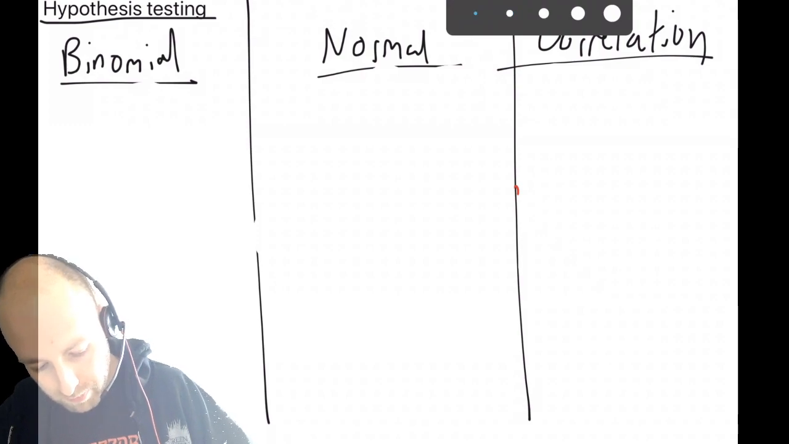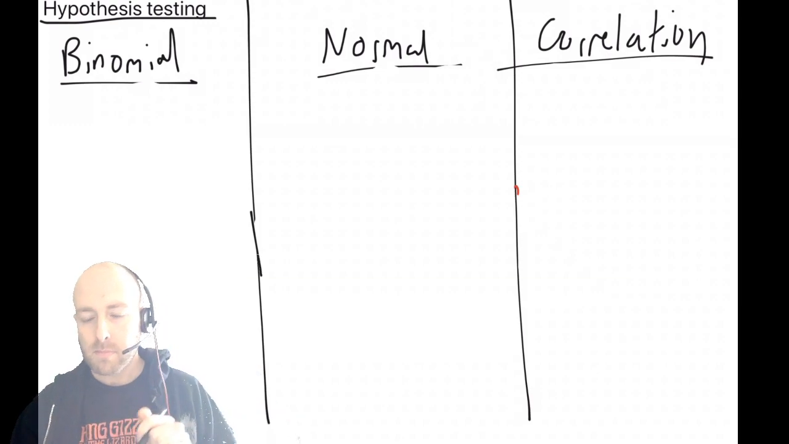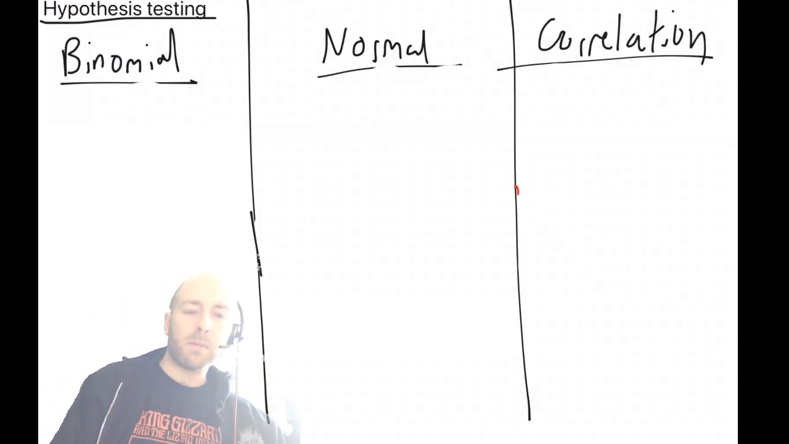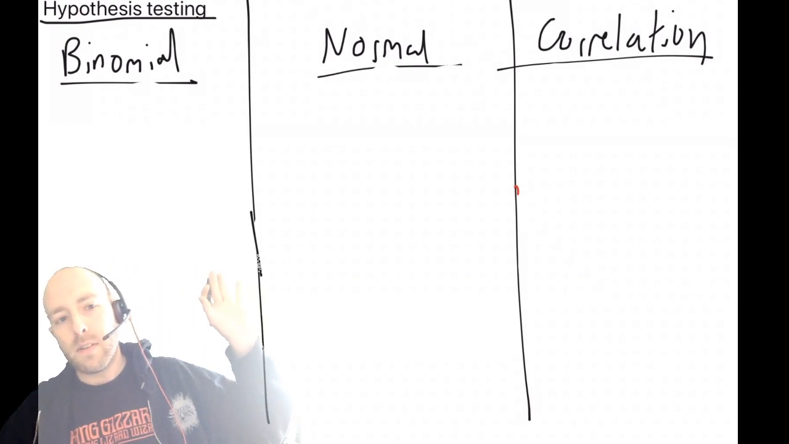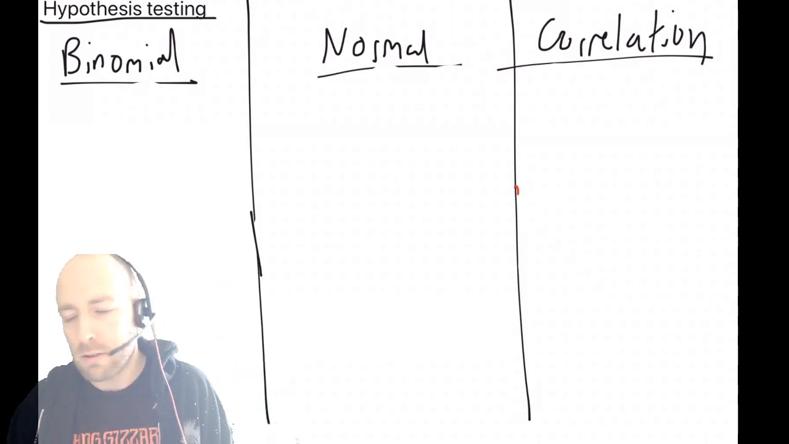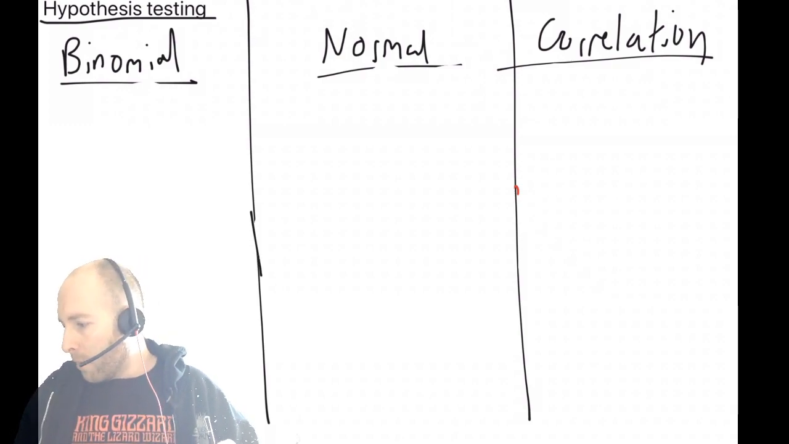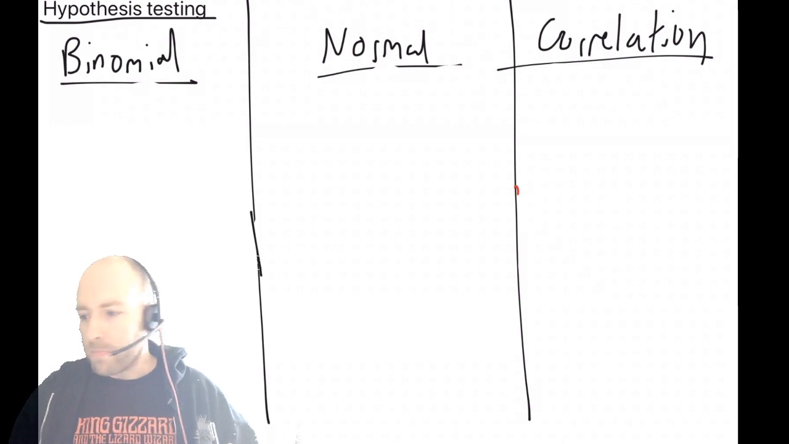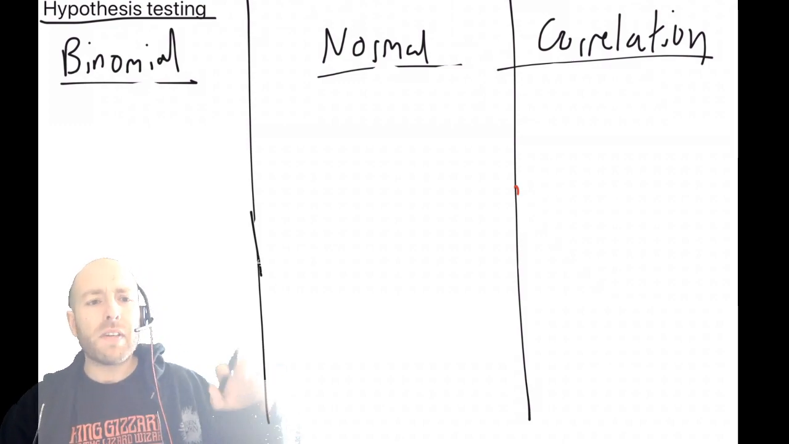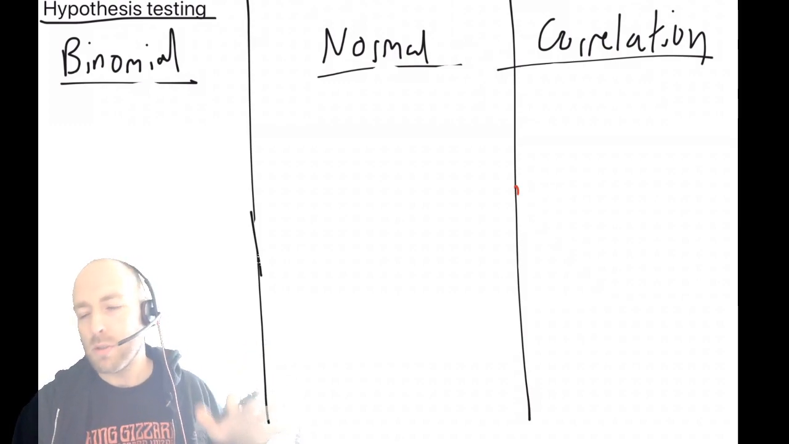Okay. So hypothesis testing. We did a bit of this last year. We did the binomial last year. This week and today we're going to be looking at normal, and then after Easter we're going to be looking at correlation and how to hypothesis test correlation. They all have things in common. They're not completely separate types of maths. They do similar kind of things.